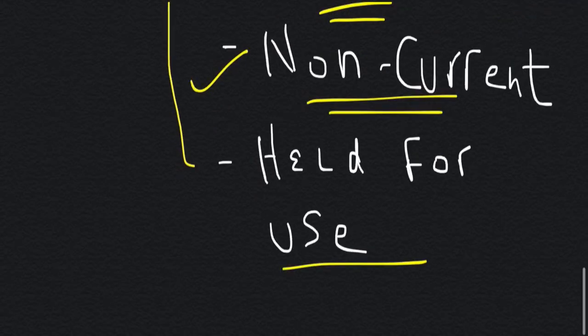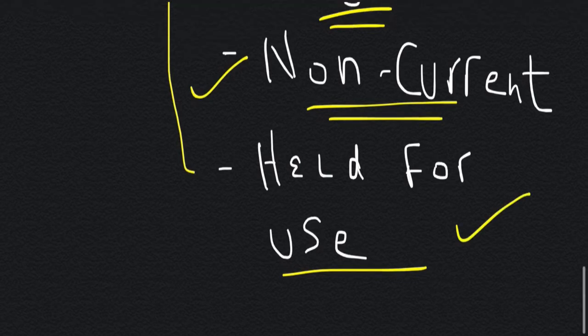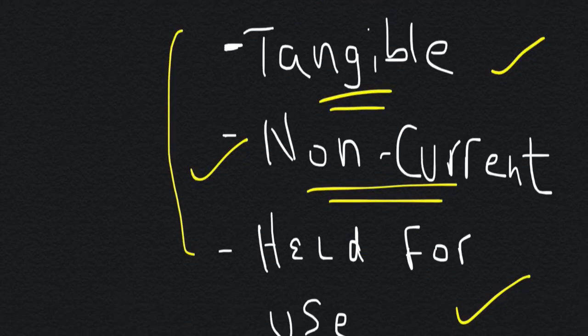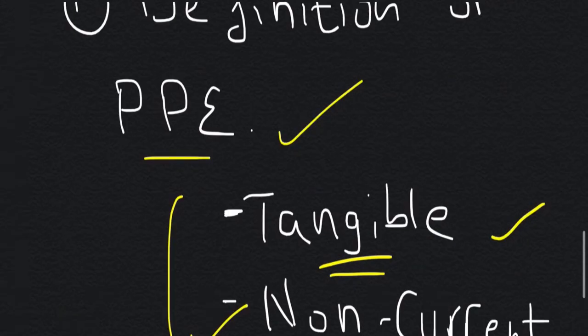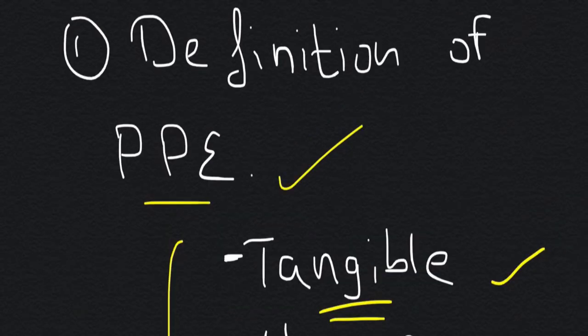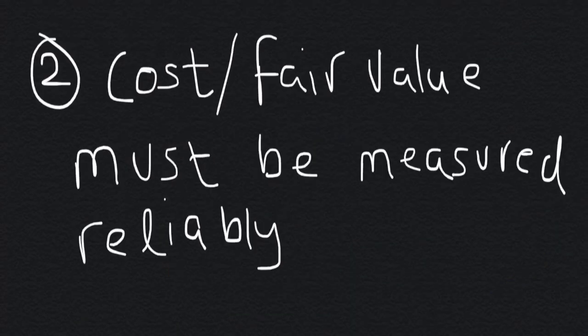And the last one is held for use. Again, it is quite similar to non-current, which means the business intends to use the asset for its own business operations, so it is fulfilling the criteria of held for use. Hence, if all these 3 points are fulfilled, then the definition of property, plant and equipment is met. Perfect. Now the second recognition criteria is that cost or fair value must be measured reliably.